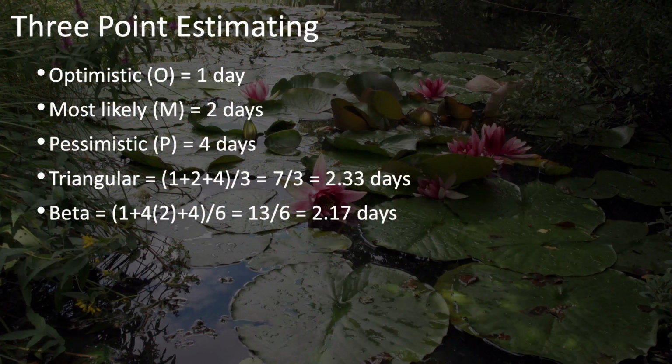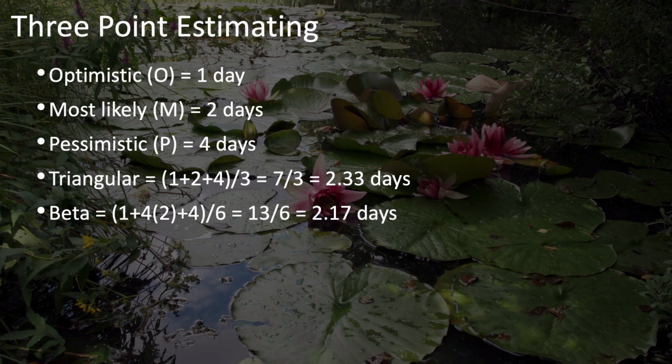Let's walk through a simple example of using these formulas. Let's suppose you have an activity and you meet with the team members and collaborate with them, and the consensus is that this is something that's probably going to take 2 days to do. It could take as little as 1 day if things go really well. Or it could take as much as 4 days if things don't go so well.